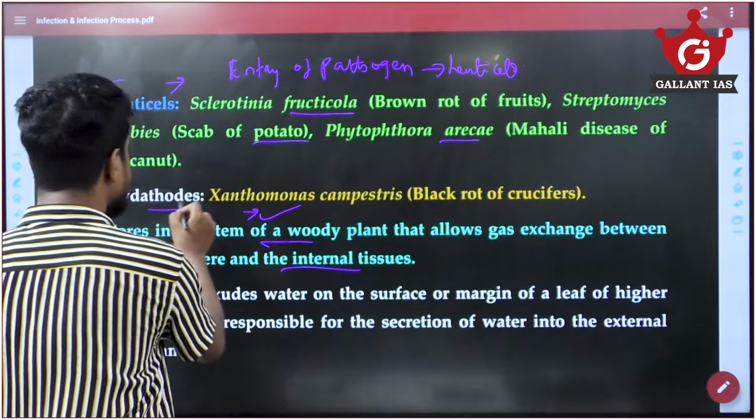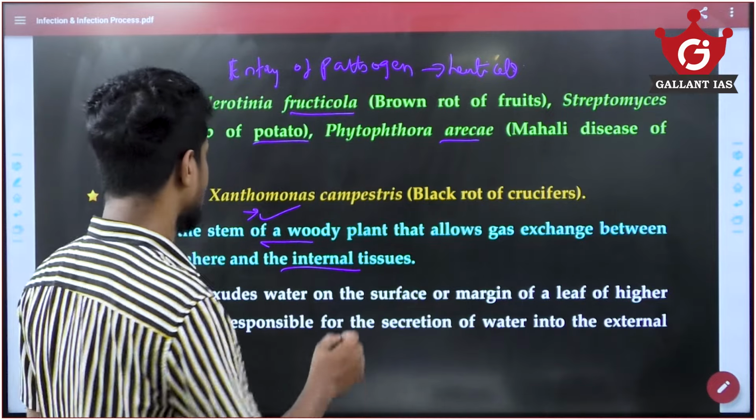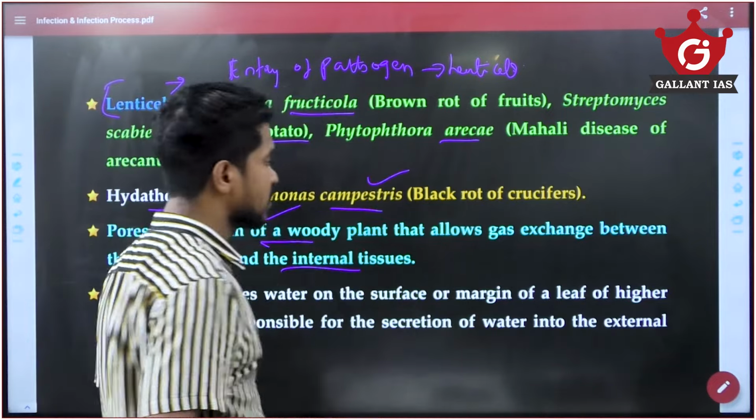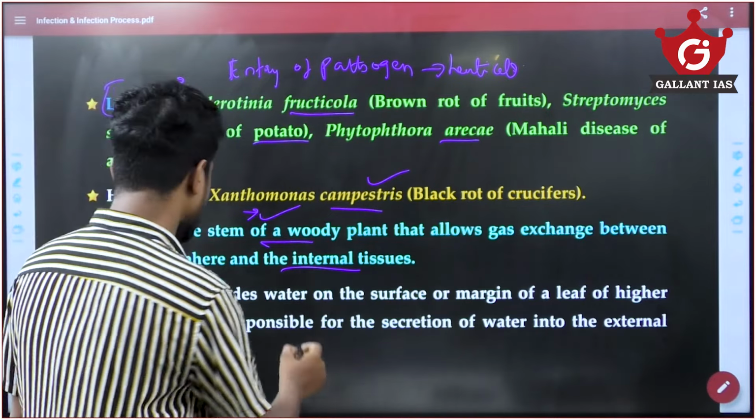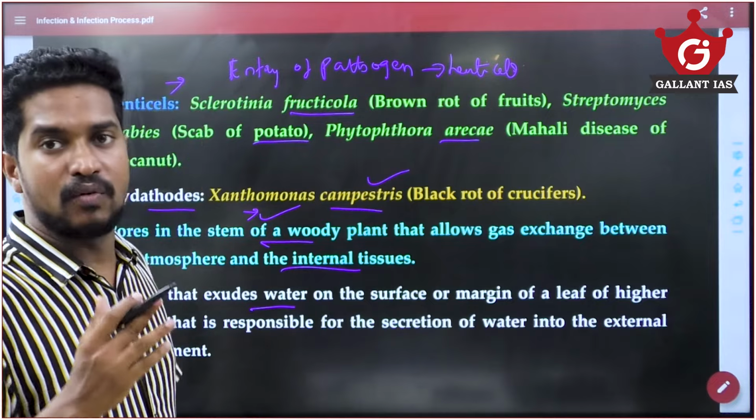Next is hydathodes. Xanthomonas campestris causes black rot of crucifers. You all know what hydathodes are.